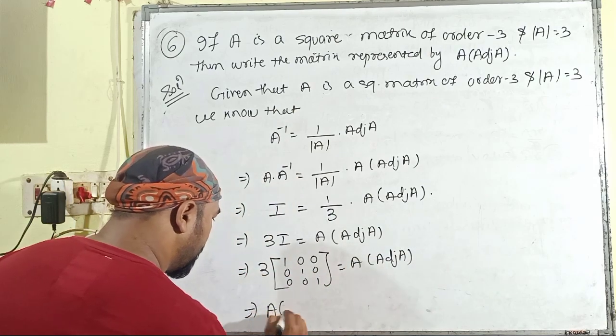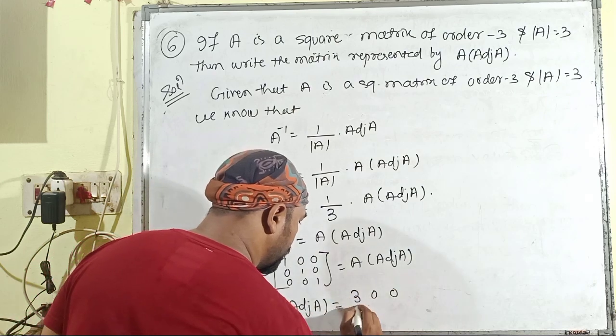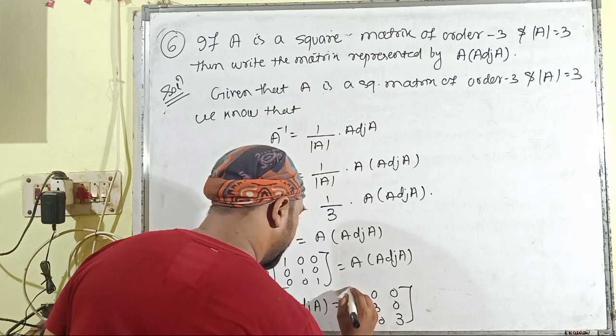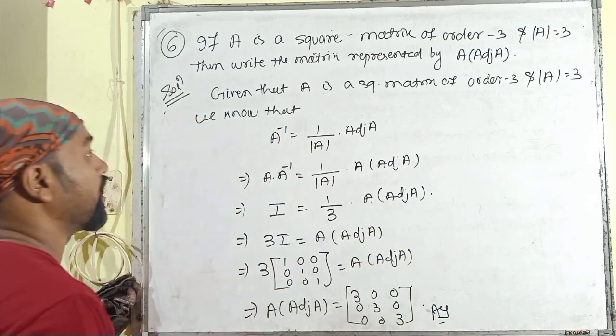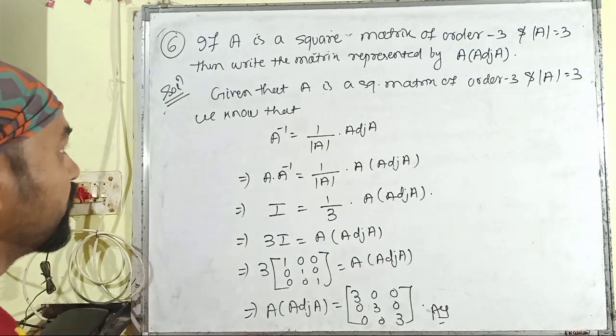So A multiplied with the adjoint of A is equal to 3 0 0, 0 3 0, 0 0 3, and this is the final solution or final answer of the problem number 6. Then moving towards the problem number 7.